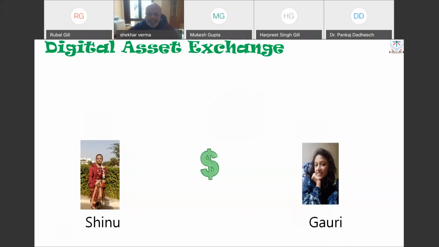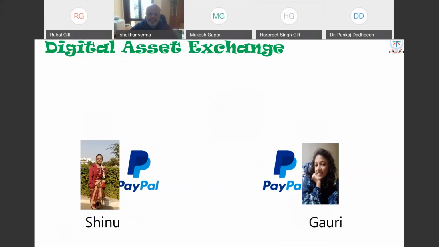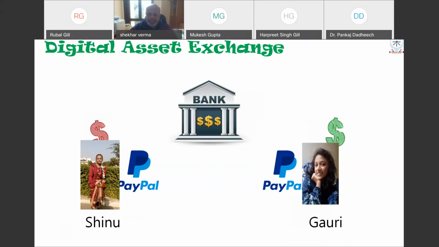Now, the digital asset exchange. In digital asset exchange, when we want to pay, what do we pay? We have an app. For example, we have Paytm, we have Google Pay, we have BHIM, or we have PayPal, for example. So both of us have the app installed at our ends. And we pay through the bank, from one person to the other person. So this is the digital asset or digital money.